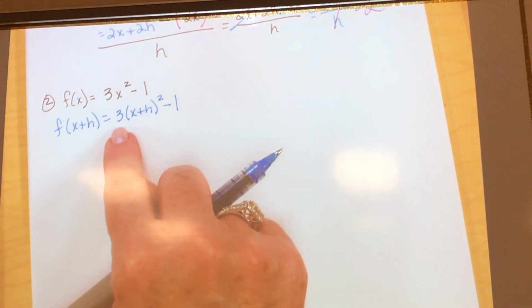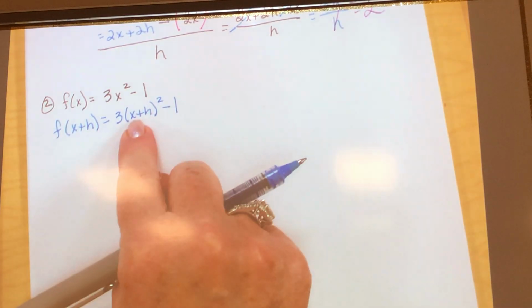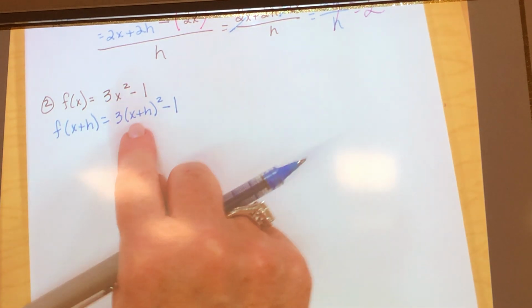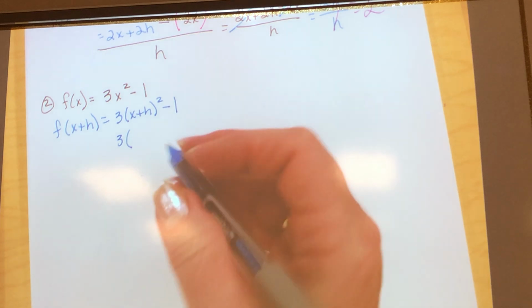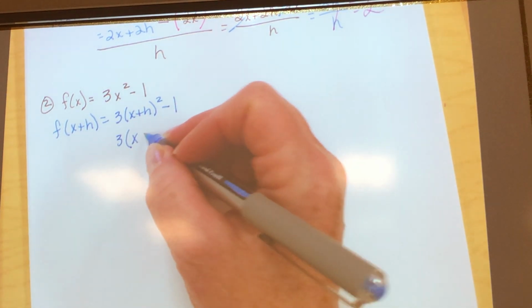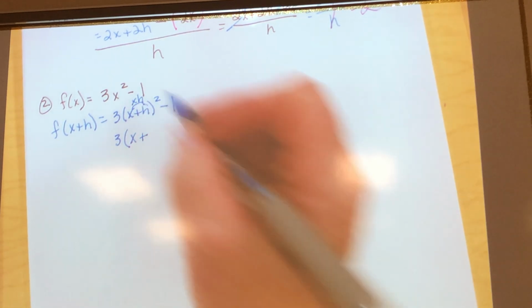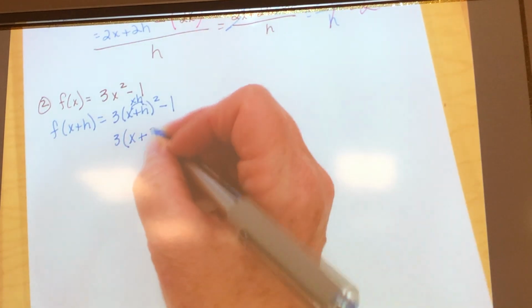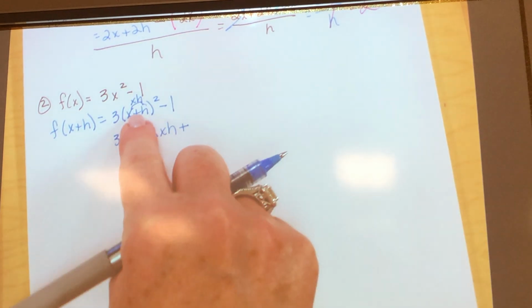Do I distribute the 3? No. What do you have to do first? Exponents. So, can you square a binomial? Yes. People, I taught you how to square a binomial in less than 5 seconds. So, square the first. X squared. Keep the sign. Plus. Twice their product. Their product is x times h, so what's twice that? 2xh. Plus, always plus on the end, square the last.